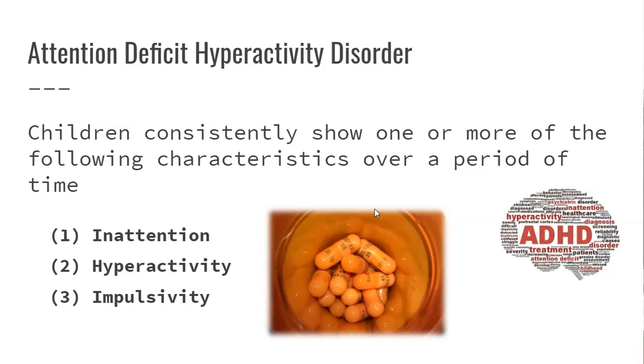Hyperactivity is not being able to sit still to the point where it is influencing your day-to-day activities. And impulsivity is where you do things first and then you think later. So not being able to think before you complete an activity. That would be an example of impulsivity.